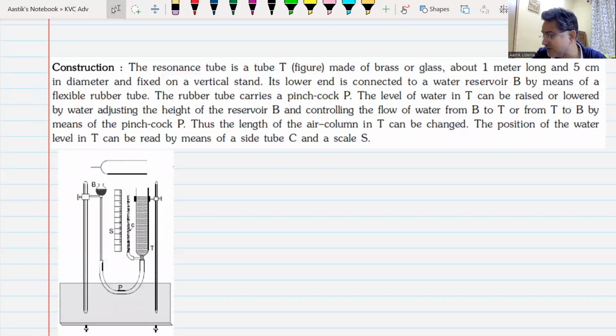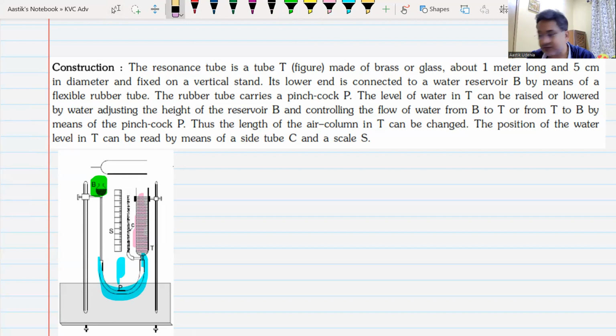Now comes the next thing, which is the resonance tube, and this is more likely to come. Again, you don't have to understand how it works. Basically, this pink thing that you see is a resonance tube. Now, this green thing that you see is a water reservoir. Water is filled. This blue thing is a rubber tube and it has a small cork.